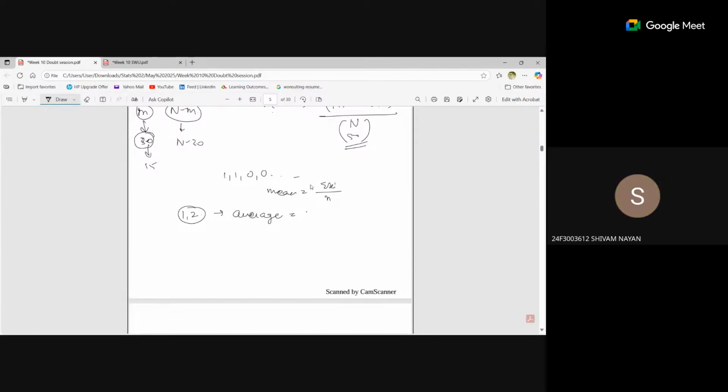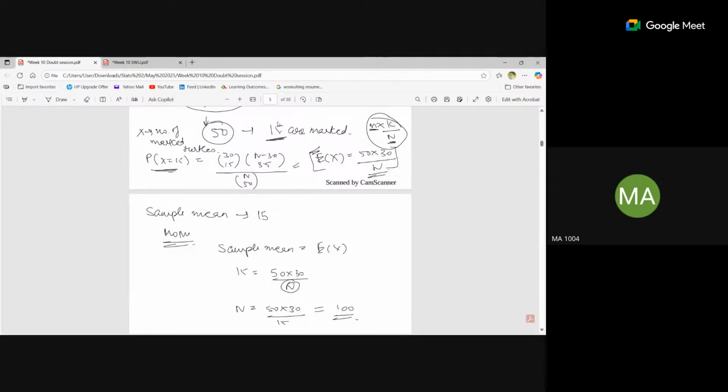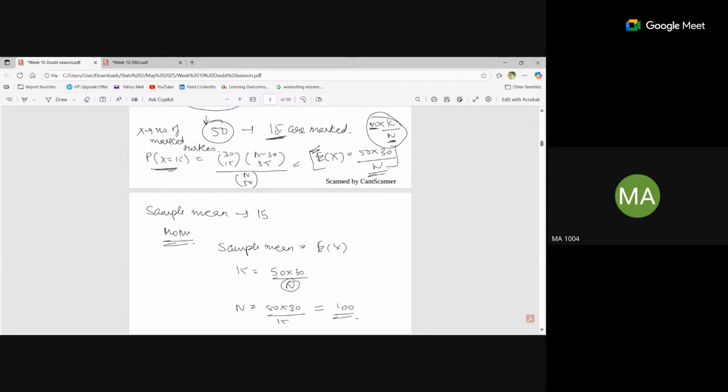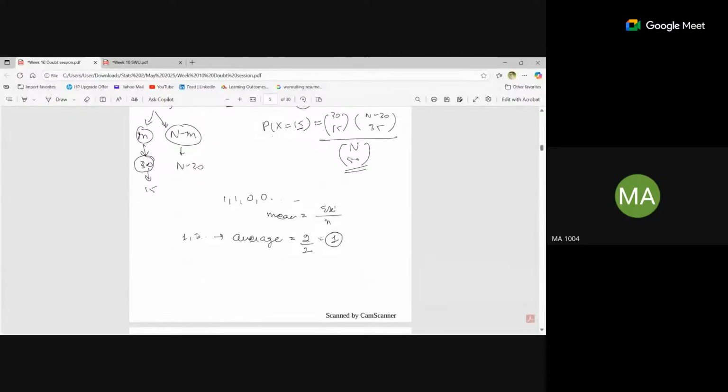Three by 2. In the sense, if I'm having only 1, 1, this will be 2 by 2, which will be 1. Correct? So if from this 50, I have 15 of them as marked, we are taking the expectation of the marked turtles, right? So what is the sample mean of the marked turtles? It will be 15 only. All of them are marked. So my sample mean would be 15 only. You getting the point? All of them are 1, 1, 1.